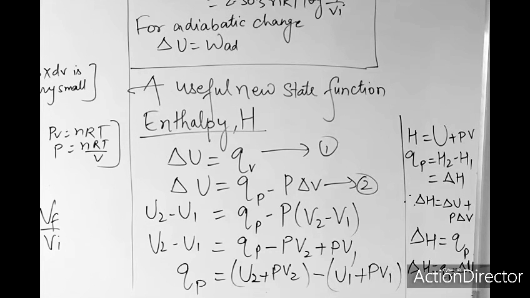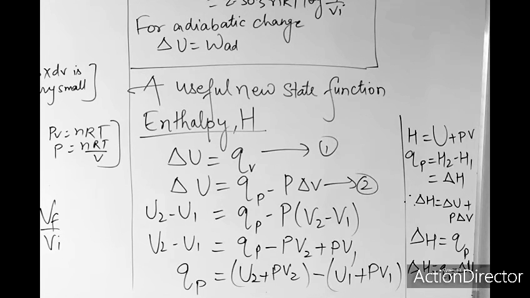Let us consider a reaction involving gas. If VA is the total volume of the gaseous reactants, VB is the total volume of the gaseous products, NA is the number of moles of gaseous reactants, and NB is the number of moles of gaseous products, then at constant pressure and temperature we can use the ideal gas equation. What is the ideal gas equation? PV is equal to nRT.